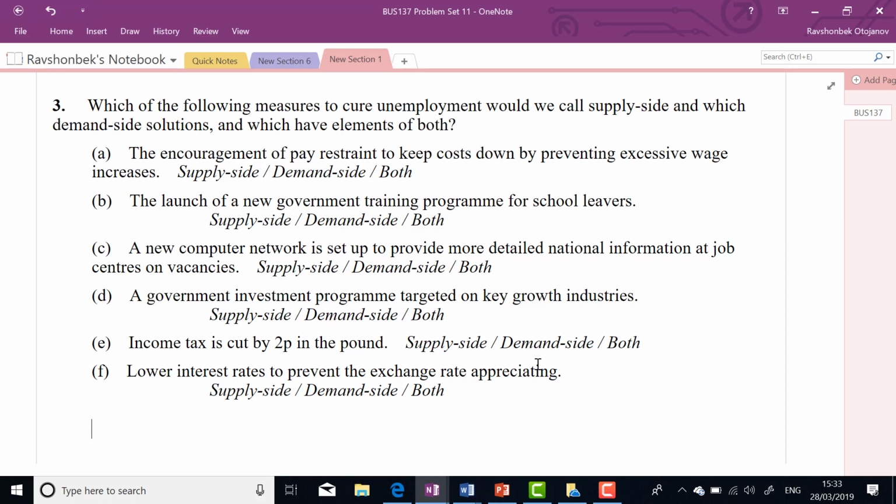A government investment program targeted on key growth industries. Okay, explain. Why is it demand side policy? Because basically your investment increases, so your aggregate demand increases. Government invests means that investment goes into companies' pockets, which will stimulate further purchase of raw materials, which is affecting the other industries basically in this process.